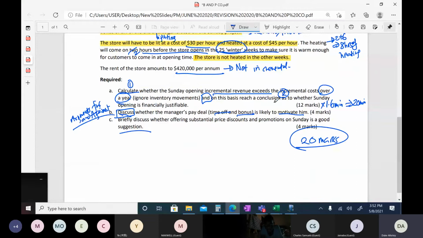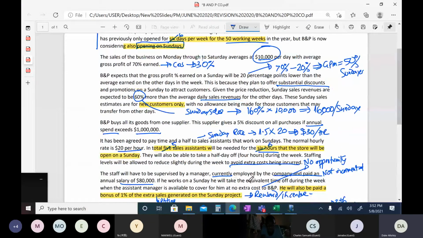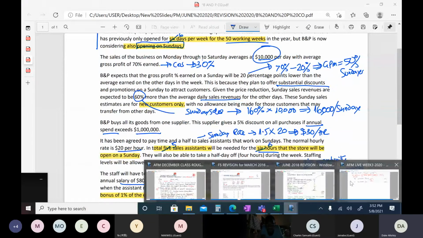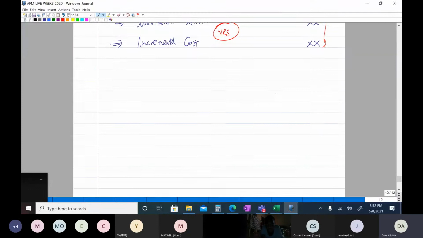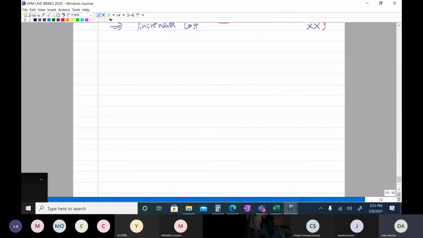Okay. Now that we've read this question, again, it's because I'm teaching that is why I'm taking my time to do this. But if I had to go straight, I just want to give you an outline that I'll write incremental revenue. Okay, note that it will only be for the Sunday only. Okay, just for Sundays.